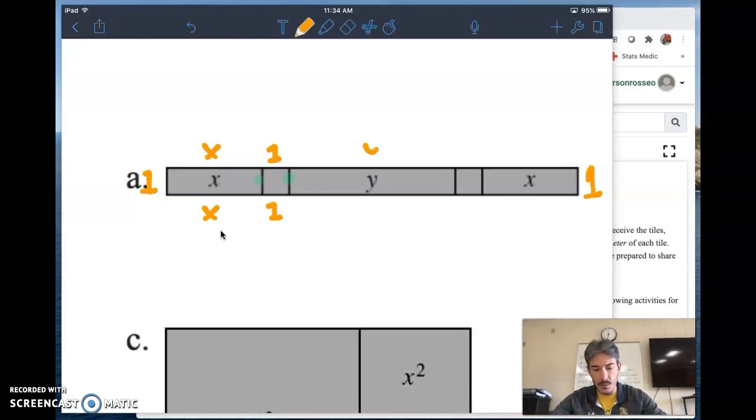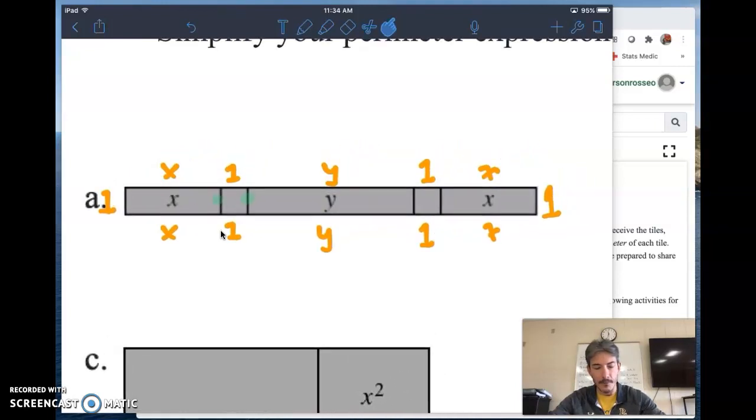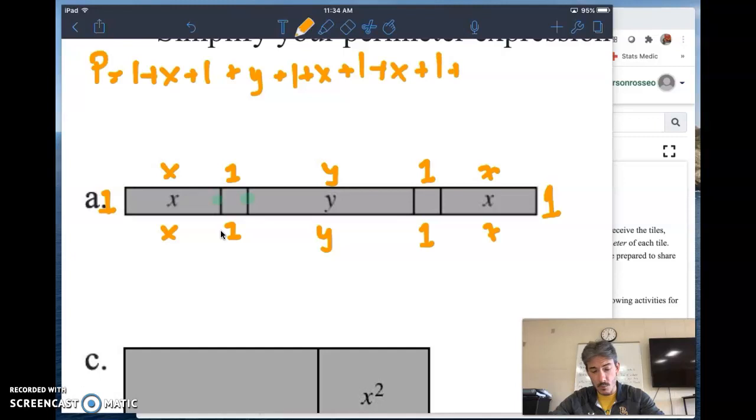This one's going to be Y and this one's going to be Y. I've got that as 1 and 1 because remember that's a unit tile. And then one more time, this is going to be X and X. Now, ladies and gentlemen, it's time to do some combining of our like terms. But before I do that, I'm going to just write it out. 1 plus X plus 1 plus Y plus 1 plus X plus 1 plus X plus 1 plus Y plus 1 plus X. Holy cow. But they're all written out.